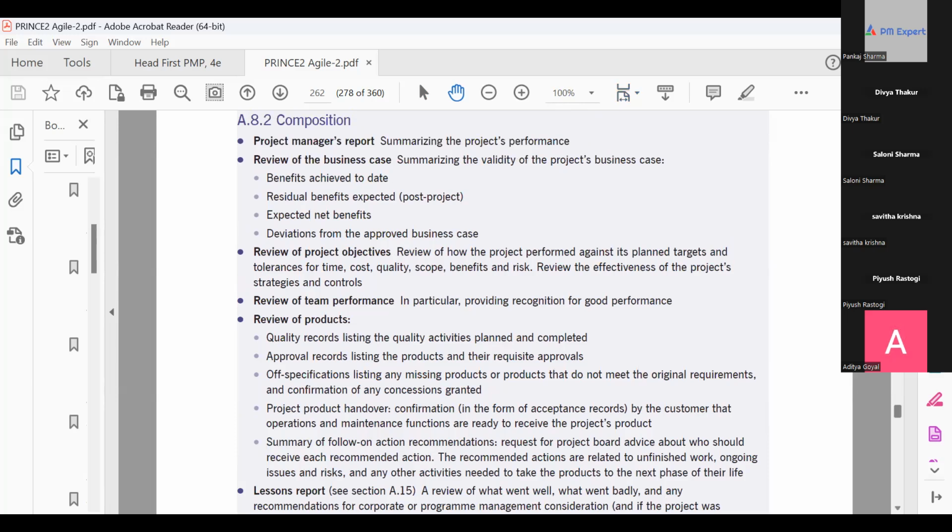Now, this is our end project report. Can you see the contents, guys? Yes. Right. First of all, in an end project report, there should be a summary of the overall project performance, just a summary, right?